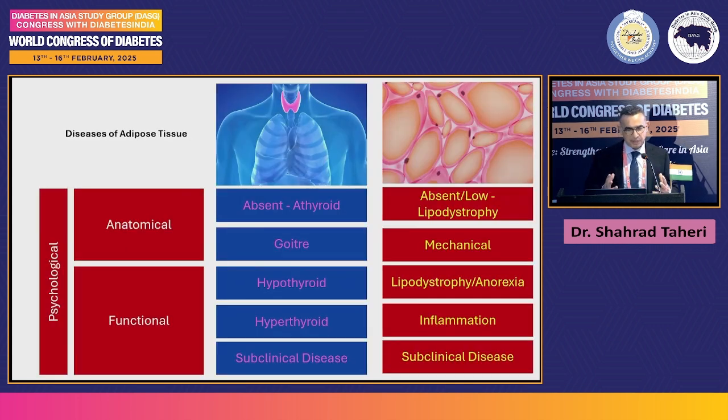I want to look at obesity a little bit like the thyroid. Obesity is a disease of adipose tissue. You could have absent thyroid, you could have absent fat. That gives you lipodystrophy. You can have a goiter, and you can have mechanical problems of obesity. Mechanical complications may not necessarily be related to cardiometabolic mortality, but they certainly affect that patient's quality of life. You can be hypothyroid, so you've got anorexia, for example. There's very little fat, there are few menstrual cycles, risk of osteoporosis, etc. And then you have hypothyroidism, where there's inflammation in the adipose tissue, and you can also have subclinical disease. So think of it like a disease of adipose tissue.